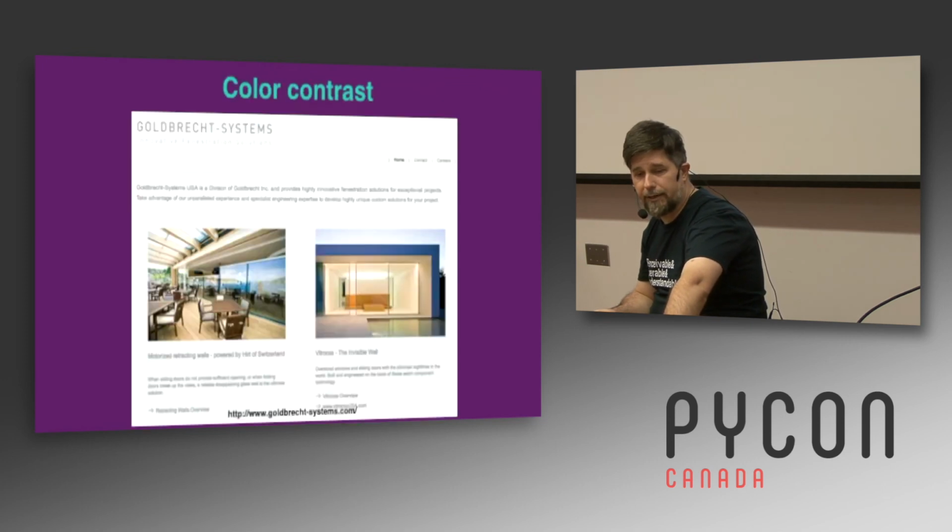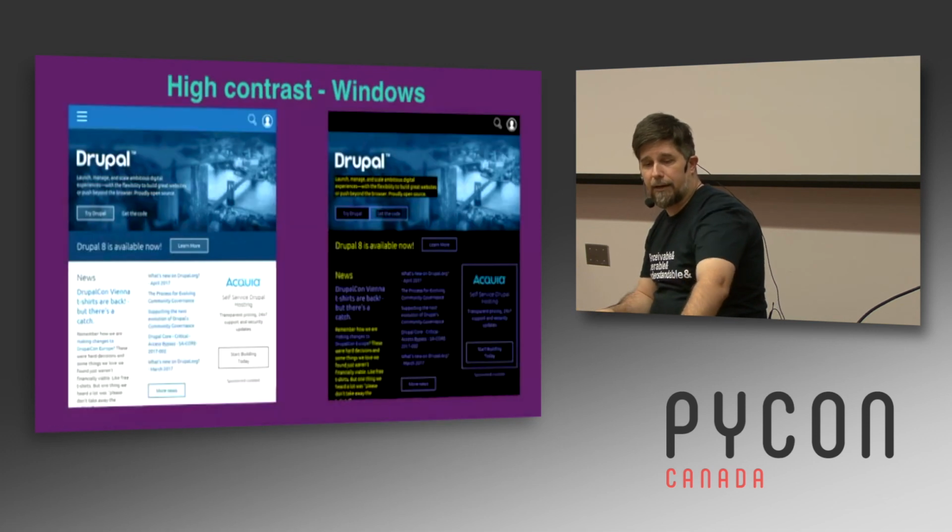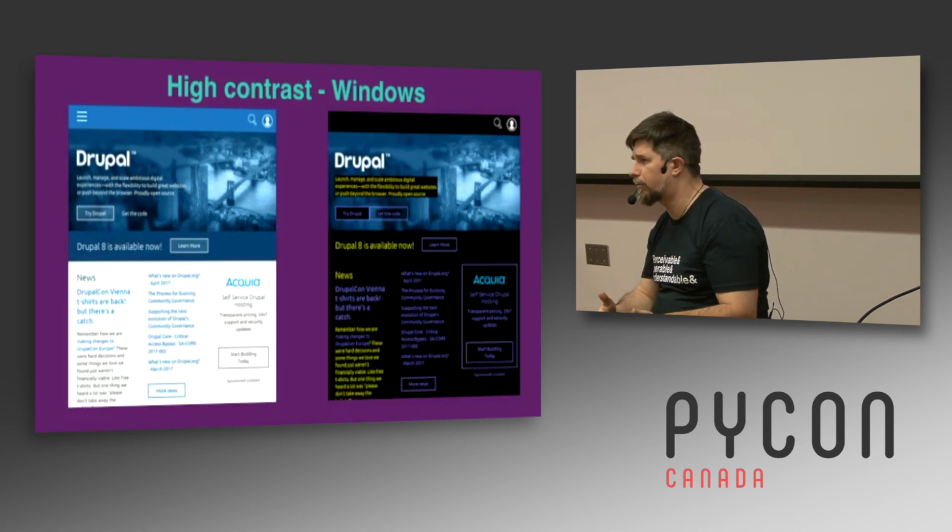Talking about color contrast, I've mentioned gray on gray. That's not really good. High contrast, there's a tool that a lot of people with low vision use. It's called high contrast. It's usually in Windows. Chrome has a plugin. Now, can you see the difference between the regular Drupal website on the left and the high contrast Drupal website on the right? Anybody see where the difference is? What's missing?